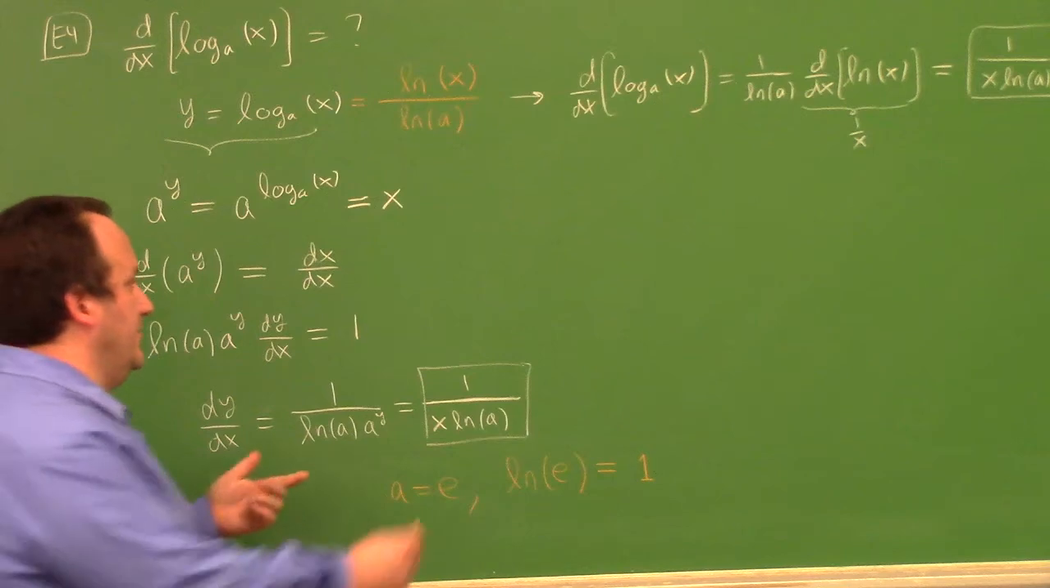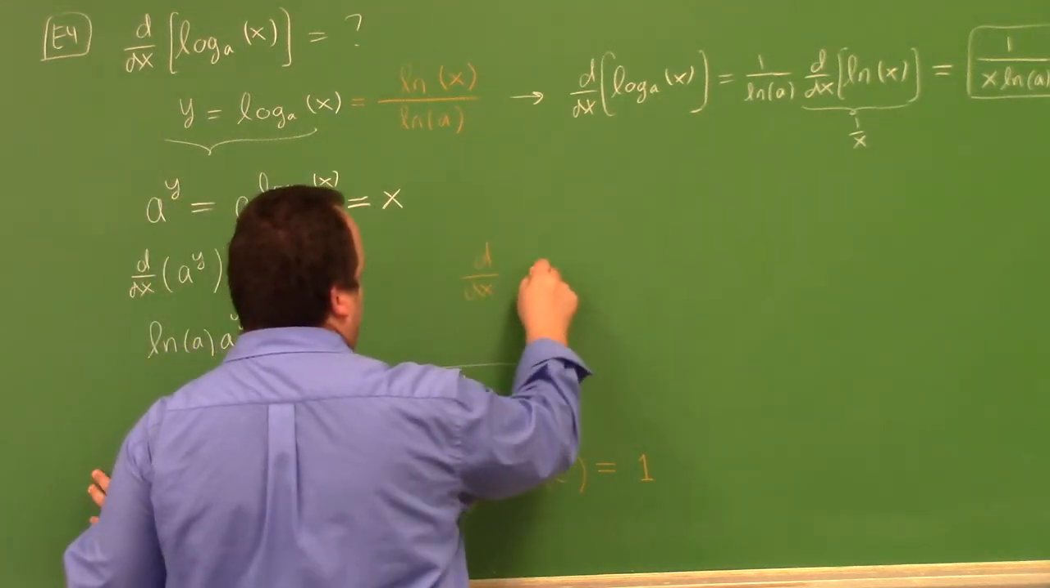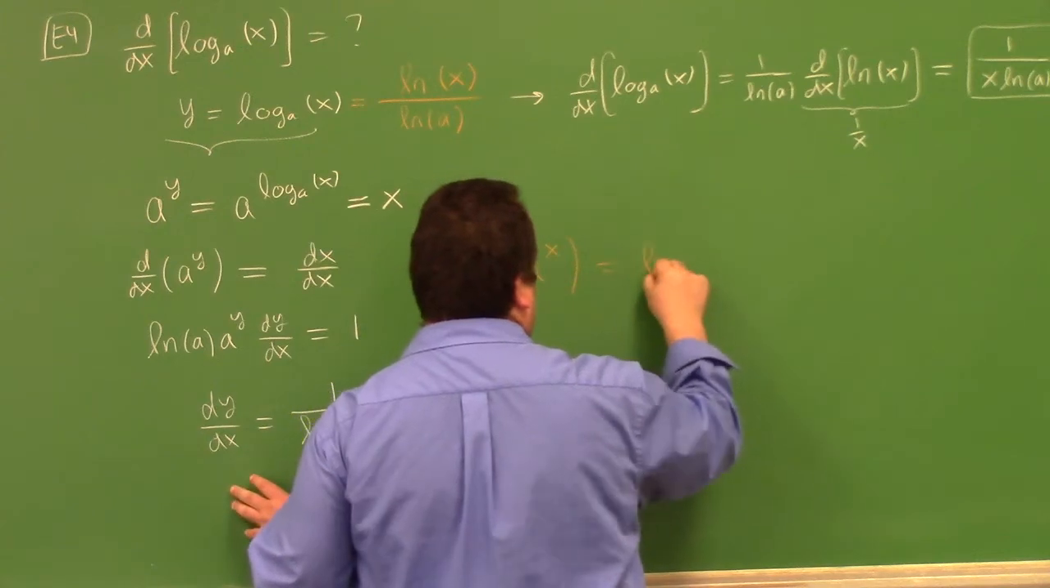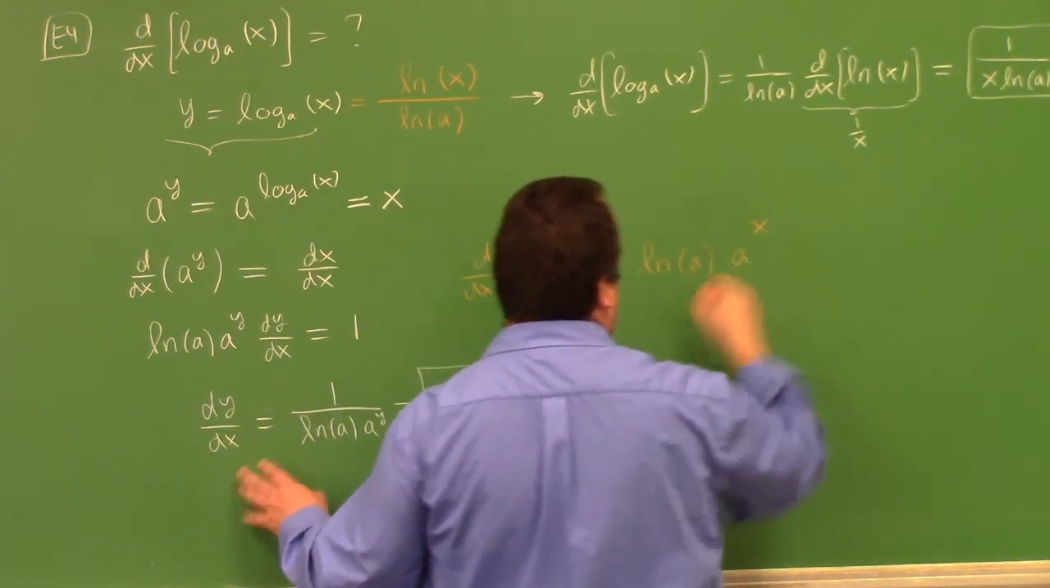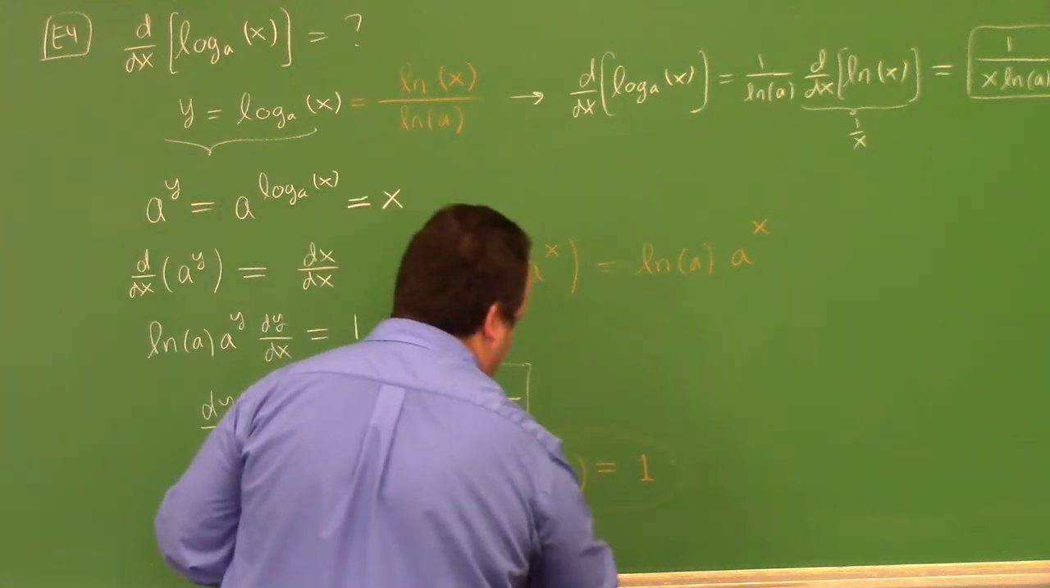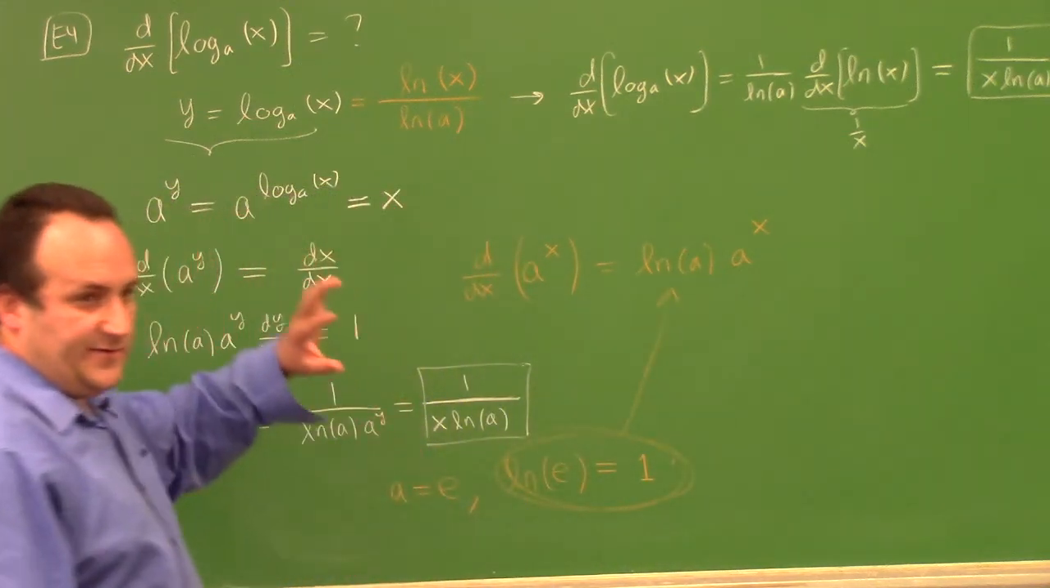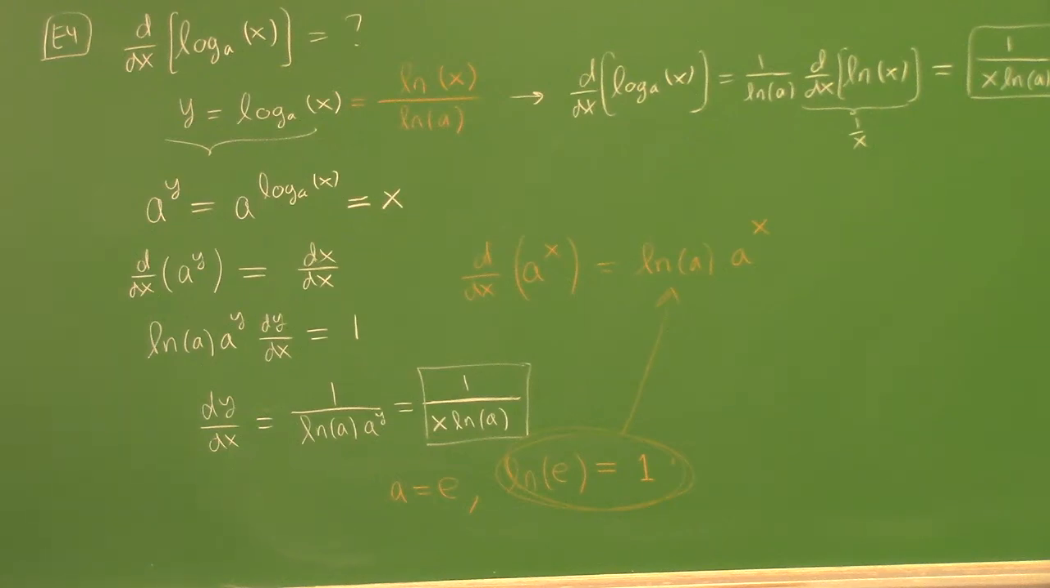Just like the other formula, right? d dx of a to the x is what? Natural log of a times a to the x. So in this special case, that factor in front goes away, and you just have d dx of e to the x is equal to e to the x. But base e is a very special base. It's the base where the derivative of the function is equal to the function again, right? That makes the exponential a very special function. Okay. So that brings us to our next topic.